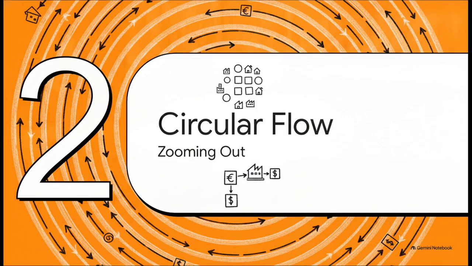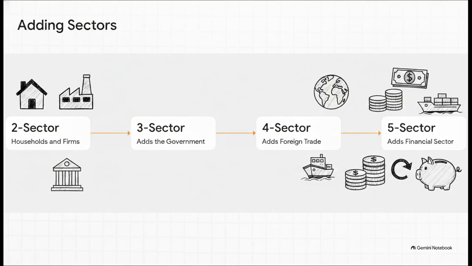Section 2. Modeling the circular flow, zooming out. Okay, now that we have our components lined up, let's build our economic engine. We're going to start super small and just incrementally layer on the complexities so we don't get overwhelmed. We start simple with a two-sector model, just households and firms. Then we layer in the government for a three-sector model. Next, we open up our borders with foreign trade to get four sectors. And finally, we add the financial sector. And boom, that gives us the fully complex, modern five-sector open economy.